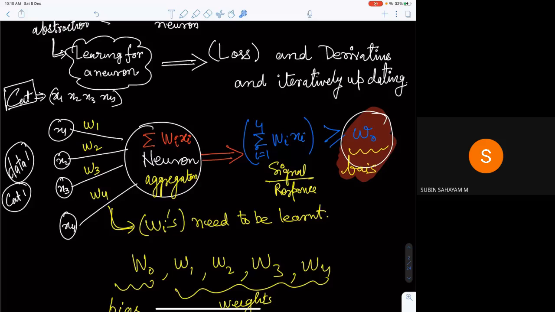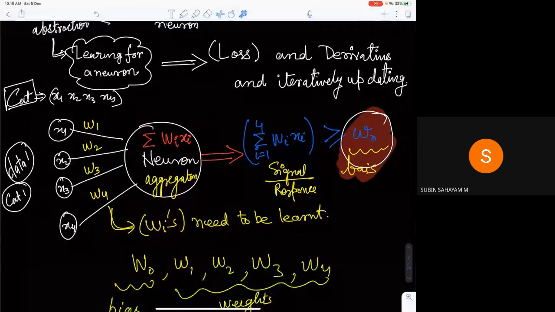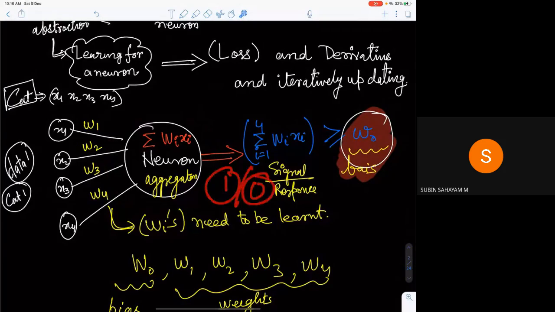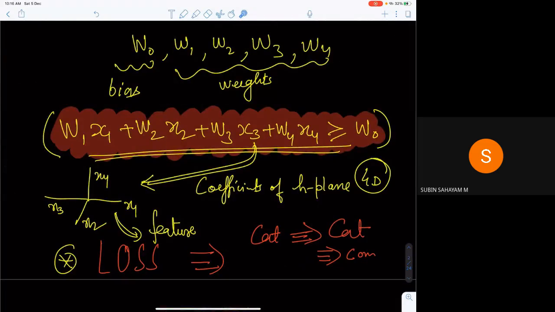With respect to that thresholding, this neuron is going to say whether I'm going to fire or not fire, or basically whether I'm going to give a signal high, 1 or 0. So the neuron is going to fire or not fire depending upon the output that we are having. And this is the basic that we just have seen.